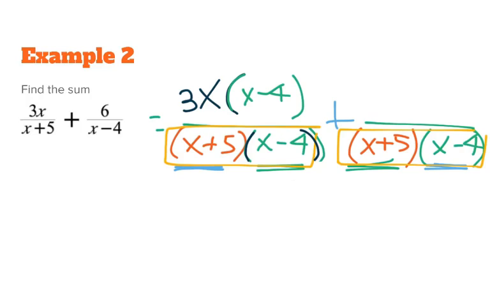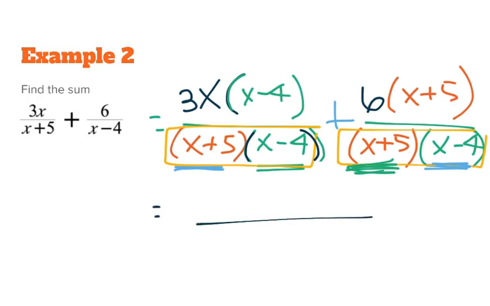And then for the second one, the numerator was 6, but in the denominator, it already had x minus 4, so it already had this one right here. I multiplied in this extra x plus 5, so I need to multiply the top by the same thing, the extra x plus 5 that I added to the bottom. All right, and now let's simplify.